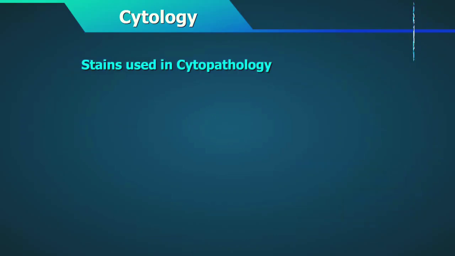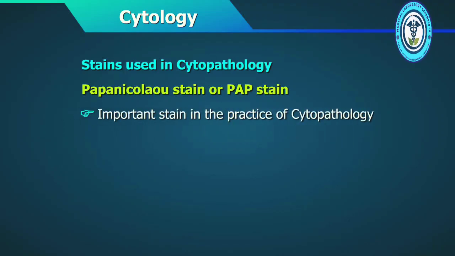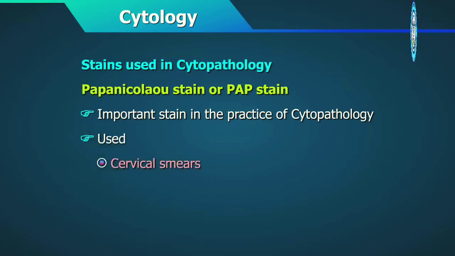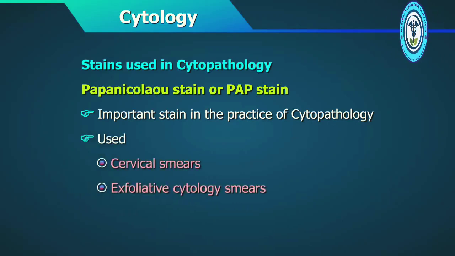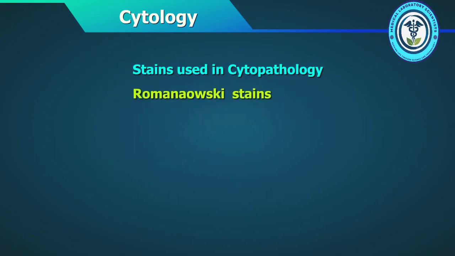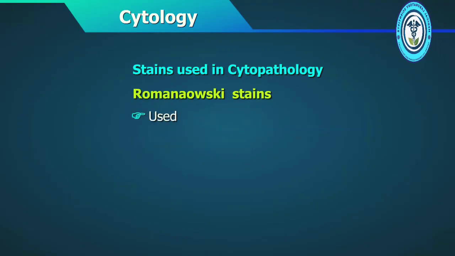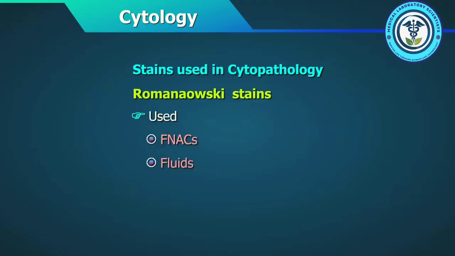Stains used in cytopathology. 1. Papanicolaou stain or PAP stain is the most important stain used in the practice of cytopathology. It is used for both cervical smears and exfoliative cytology smears. 2. Romanowsky stains. Giemsa, MGG, that is May-Grunwald-Giemsa, or Leishman stains are used for FNACs and for fluids.